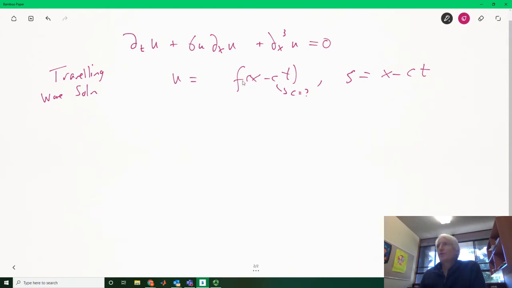What happens if we substitute that in here? We get minus c times f dashed plus 6f f dashed plus f triple dashed equals 0. Doesn't seem to have led us terribly far. And by f dash we mean df d zeta. Okay, so there we are. We've got this far. So we can immediately integrate this equation.